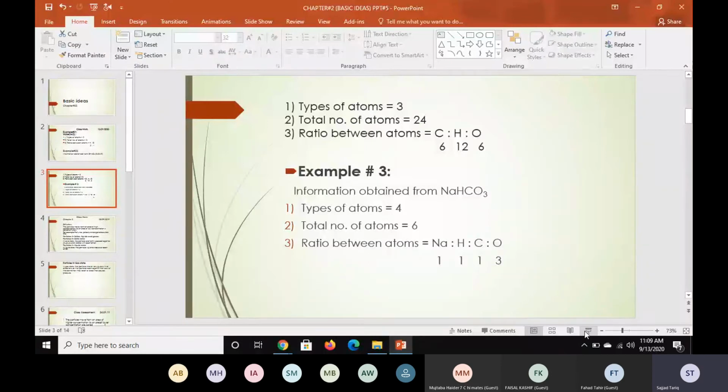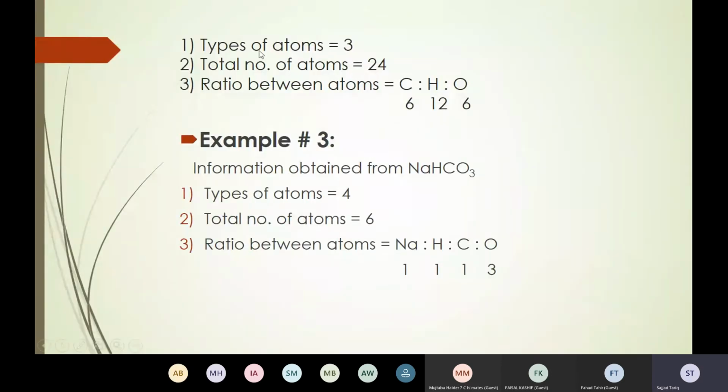Now come to the point, boys. Now look at there, same thing is there. Types of atoms 3 because 3 kinds of atoms are there. Total number of atoms 24. We just calculate 12 plus 6 and then plus 6. We have 24. Now ratio between atoms. The first step is that we have to mention their symbols. Carbon, ratio, hydrogen, ratio, oxygen, because 3 kinds of atoms are present in the molecule of glucose. In the next step we put their numbers. Carbon is present 6, hydrogen is present 12, oxygen is present 6 atoms. Are you getting the idea, boys? It's simple.